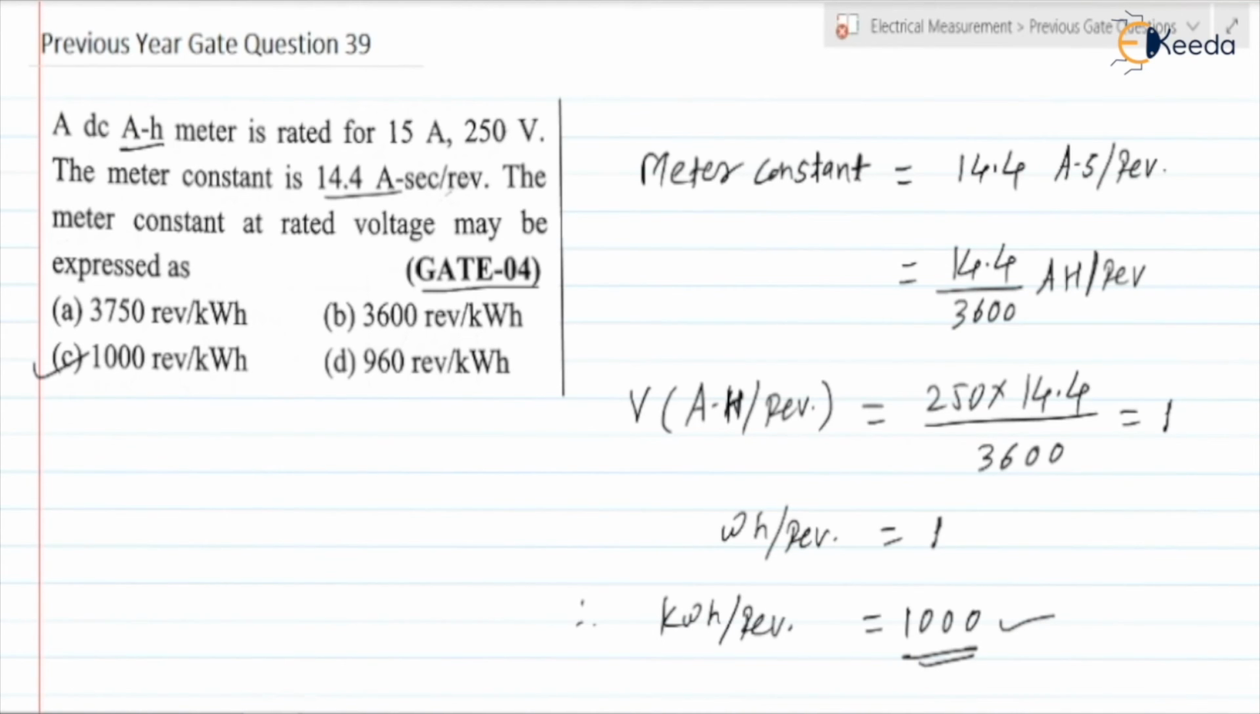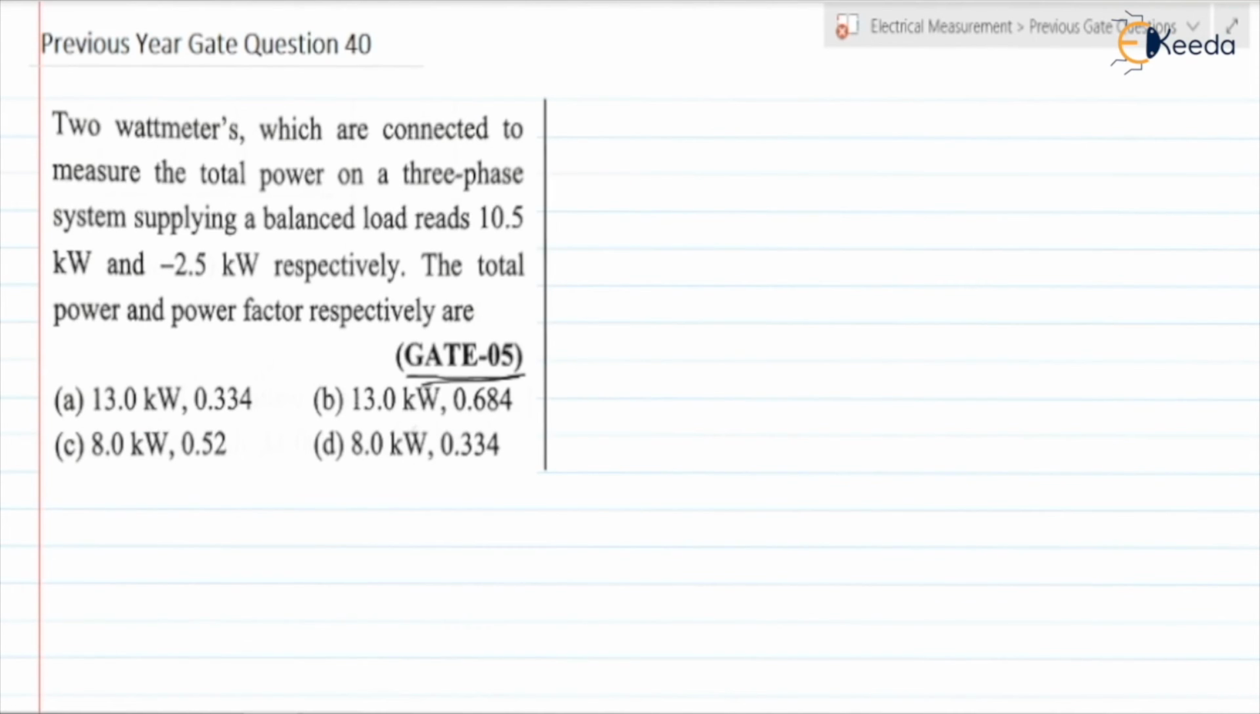So friends, this is about the previous year GATE question number 39. Previous year GATE question number 40. Let us read the question. Two wattmeters which are connected to measure the total power on a three-phase system supplying a balanced load read 10.5 kilowatt and minus 2.5 kilowatt respectively. The total power and power factor respectively are, right? They have asked for the power and the power factor.